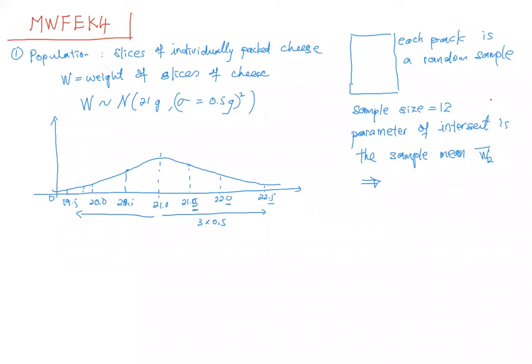So I don't know how the question goes. So after that, they say, okay, the slices of processed cheese are sold in a packet of 12. Let W12 be the average weight of the slice. That means the sample mean, okay? In a randomly chosen packet. Write down the mean and the standard deviation of this. Okay. So part A is done.